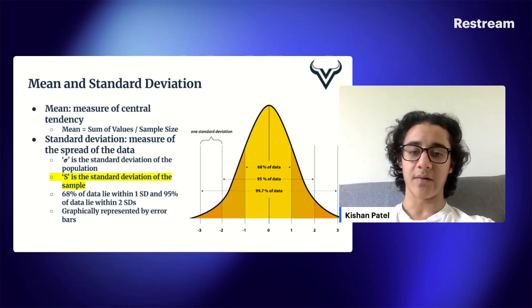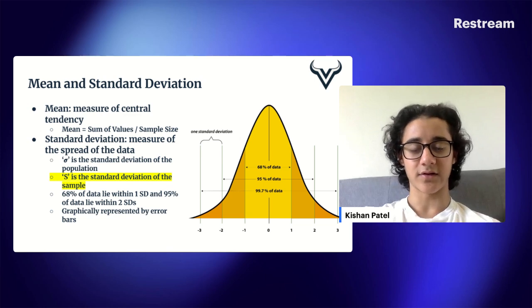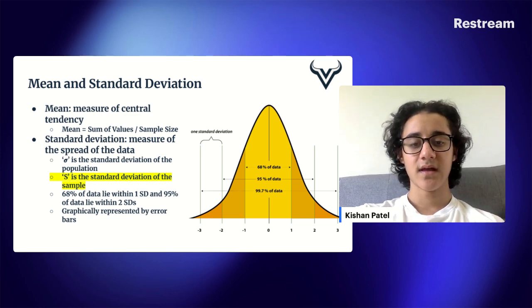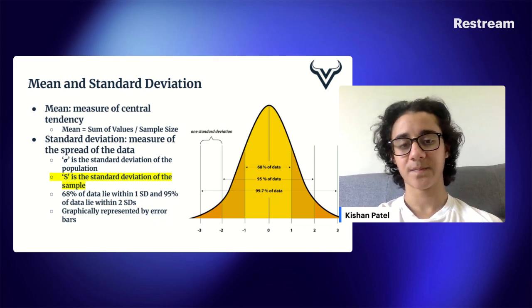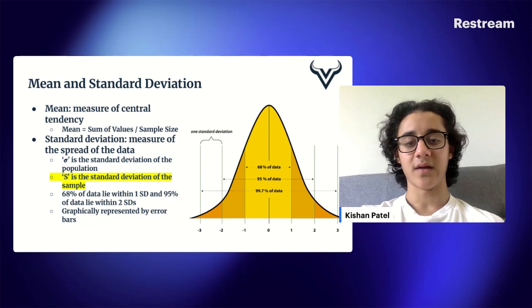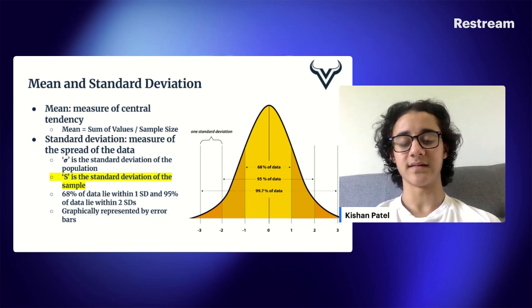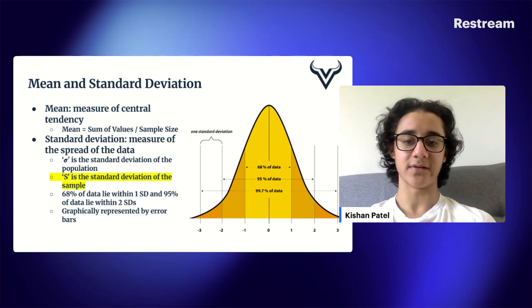68% of the data lie within one standard deviation. You can see that in the graph. So where it says 0 at the peak of this curve is the mean, and left and right, 34% each, that's within one standard deviation. And if you go 95%, that'll be 2 standard deviations, and 99.7% is 3 standard deviations. And as I said before, you can represent this graphically by using error bars.